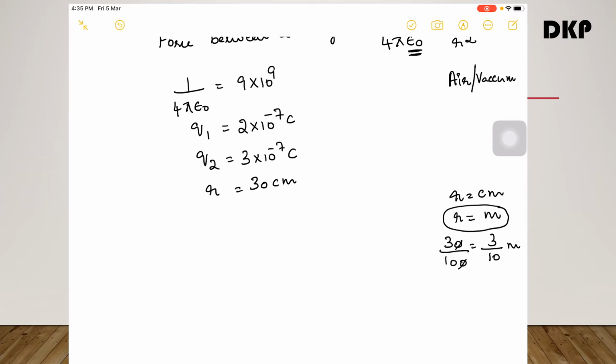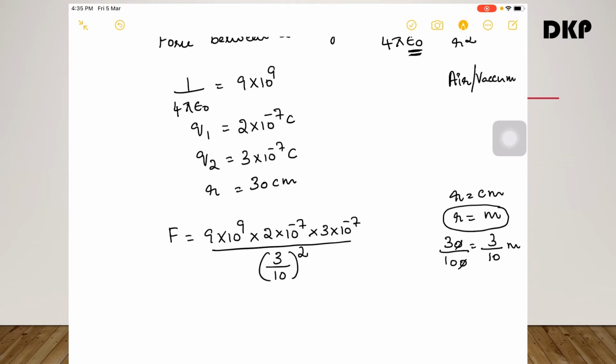So let me substitute all the values here first. F is equal to 1 by 4 pi epsilon 0, which is 9 into 10 to the power of 9, into 2 into 10 to the power of minus 7, which is Q1. Next Q2. Q2 is 3 into 10 to the power of minus 7, upon 3 by 10 the whole square, because R square. This is R. 3 by 10 meter is R. So 3 by 10 the whole square.